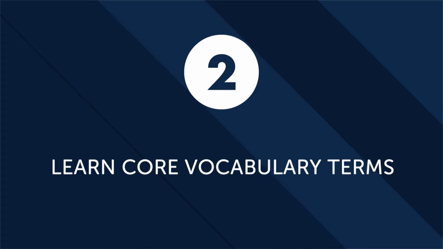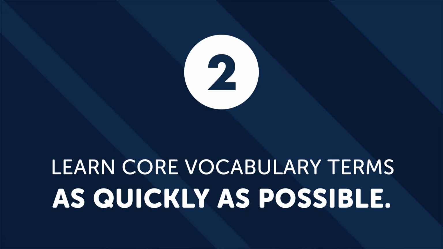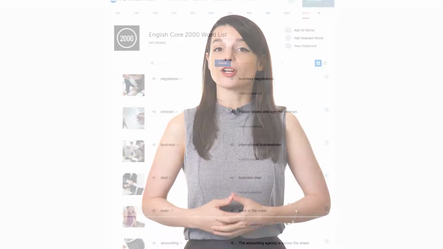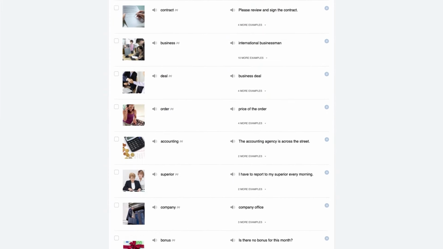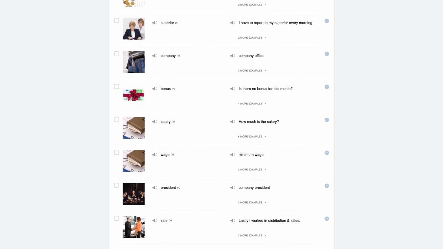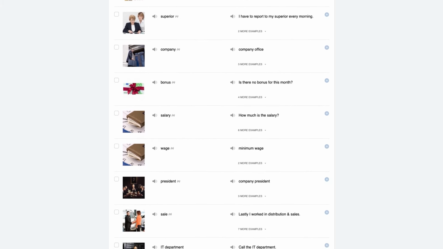Second, learn core vocabulary terms as quickly as possible. You don't need to memorize thousands of words to learn conversational language. In fact, with just a couple hundred words, you could have a very basic conversation. And by learning maybe 1,000 to 2,000 words, you could carry a conversation with a native speaker about current events, order in restaurants, and even get directions. To help you get started with this, check out our 2,000 common words, also known as our core list. These 2,000 words are all you need to learn to speak fluently and carry a conversation with a native speaker.